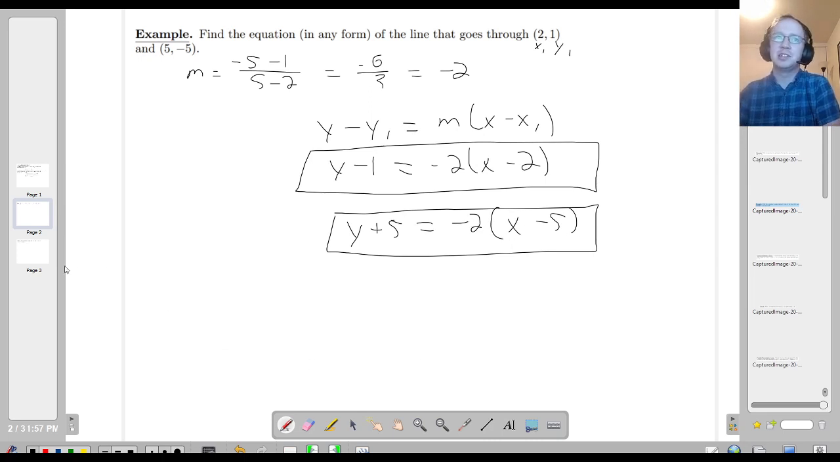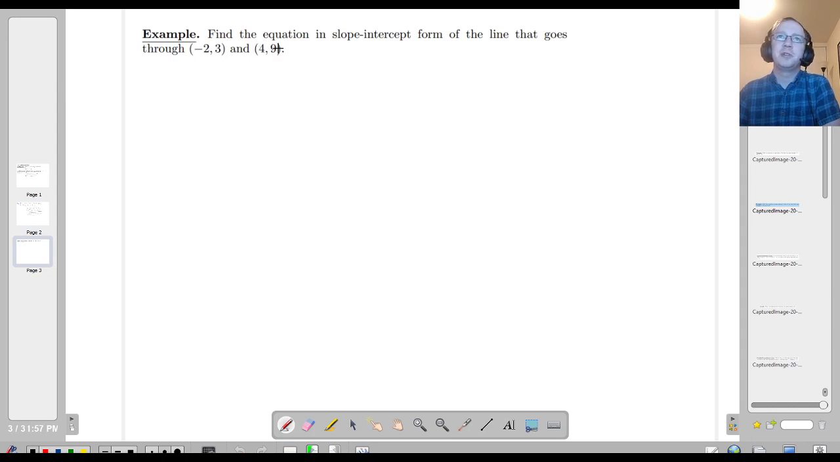So, one last example. I want you guys to try to find the equation, specifically this time in slope-intercept form, of the line that goes through these 2 points. So to kind of outline the process for you, I want you to find the slope, I want you to use point-slope form, and then I want you to solve that point-slope form equation for y, and then you'll have slope-intercept form. So go ahead and pause the video and try that out, then compare with what I do at the end.